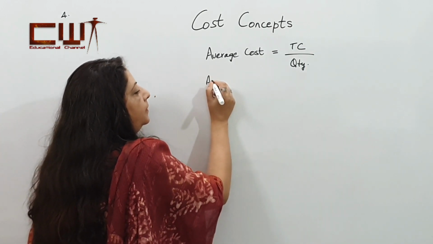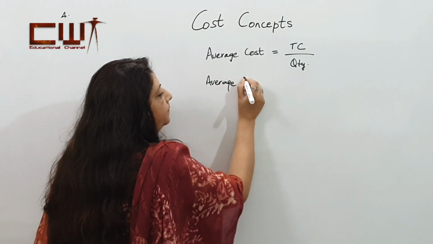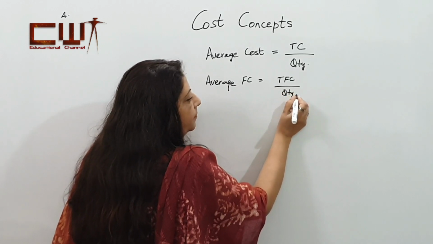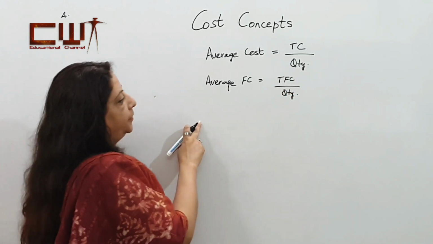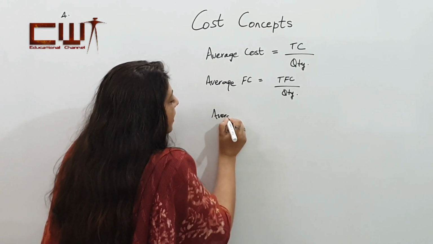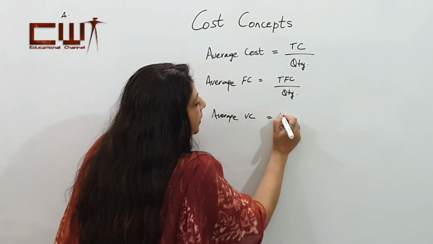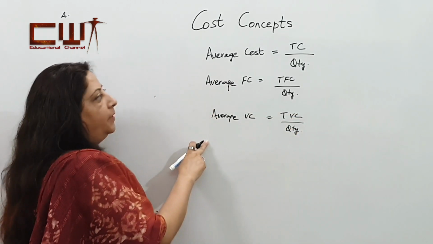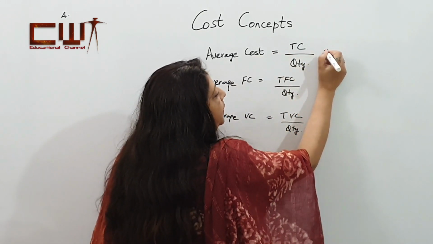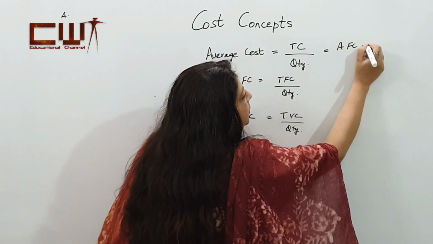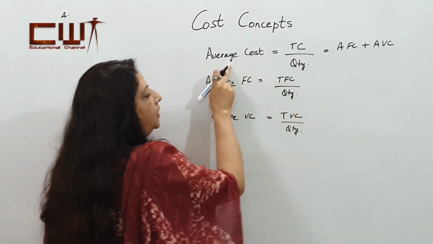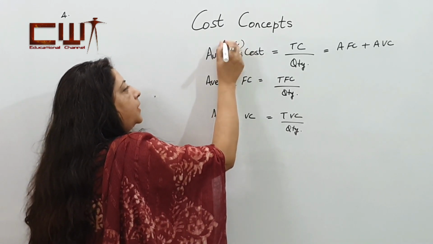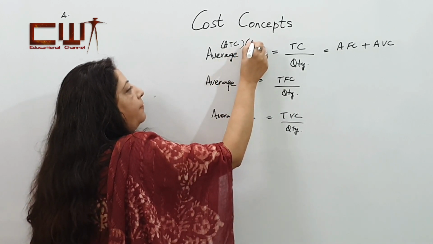If we have to find the average fixed cost, what we take is total fixed cost divided by the quantity at a particular level. We arrive at the average fixed cost. Similarly, average variable cost is equal to total variable cost divided by the quantity, and we get the average variable cost. Average cost, we can also put it as average fixed cost plus average variable cost. So this gives us the average cost. Here average cost is termed as average total cost, ATC, or simply the average cost, AC.